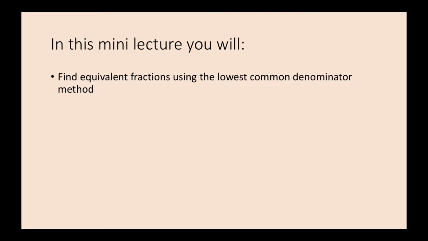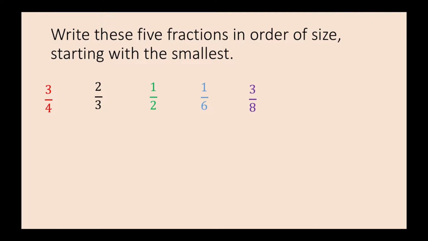method. So in the previous lecture we talked about multiplying up and cancelling down, and I said that you'll probably get an exam question with a few different fractions and you'll be asked to find equivalents. You might also be asked to put them in order of size. So let's have a look at these fractions. It says write these fractions in order of size starting with the smallest.